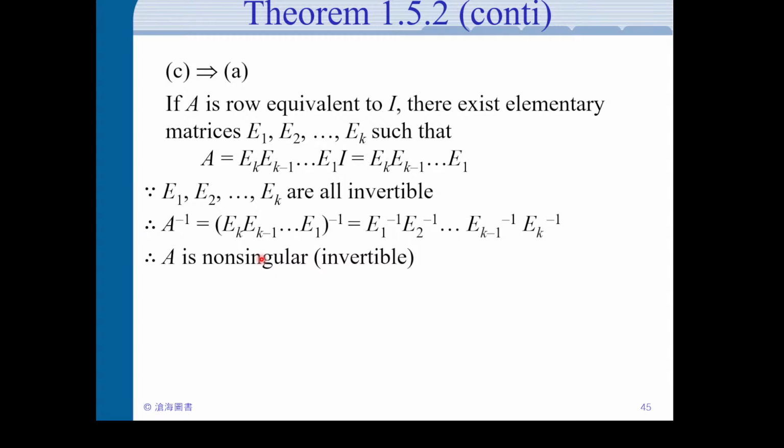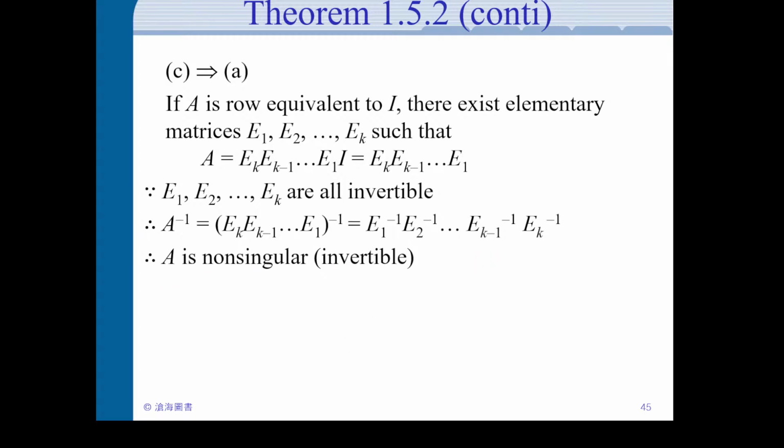And so A inverse is the inverse of this string of matrices, and it's just EK minus 1 times all the way to E2 minus 1 times E1 minus 1. And because we find this inverse, A is non-singular.